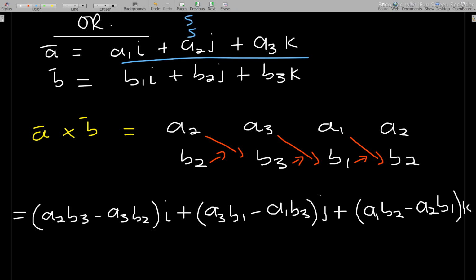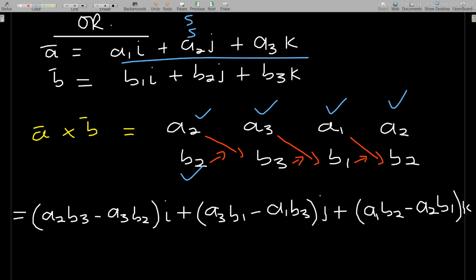You start writing from A2, then go to A3 like that, then A1, then you come and end at A2. So you start from A2, that's the j component, and you end at the j component. You come to the second vector and do the same. You start from the j component, which is B2, and you come and end at the j component.